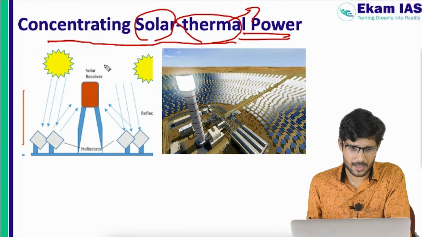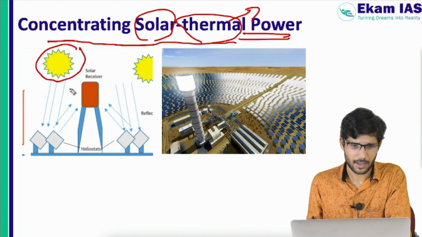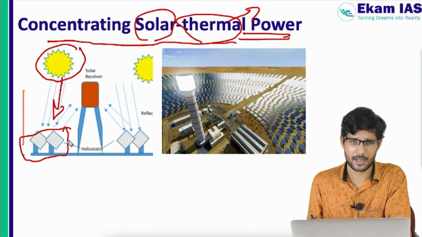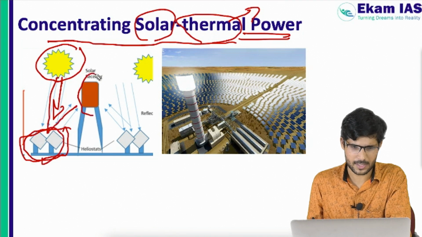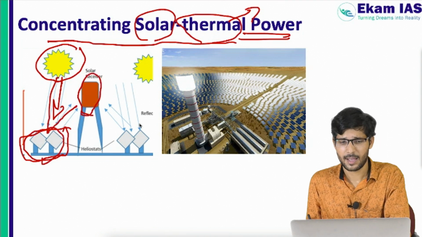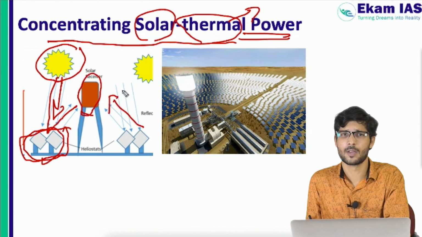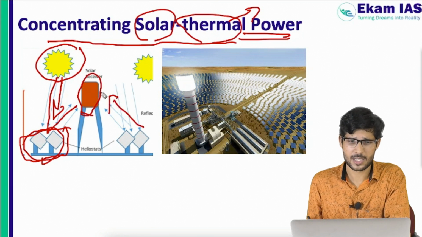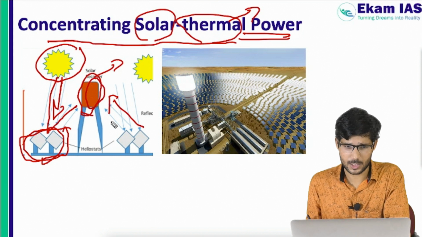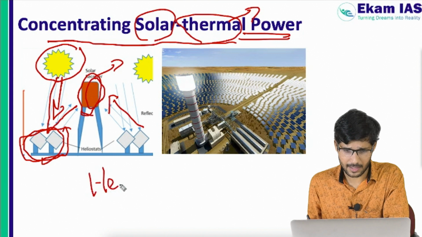What happens here is that there is the sun, and the sun will be sending its solar energy, and on the ground there will be mirrors, and these mirrors will reflect this solar energy to a receiver. That is what we call the receiver. When the energy reaches the receiver, the solar energy will be converted to heat in the receiver. That is what happens here, and this heat energy will later be converted to electricity.